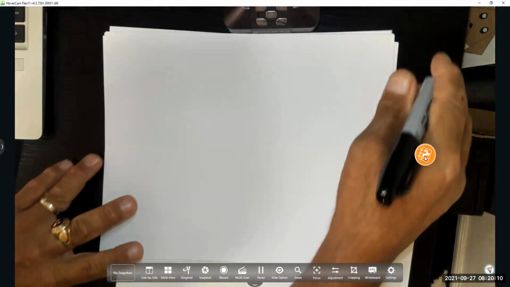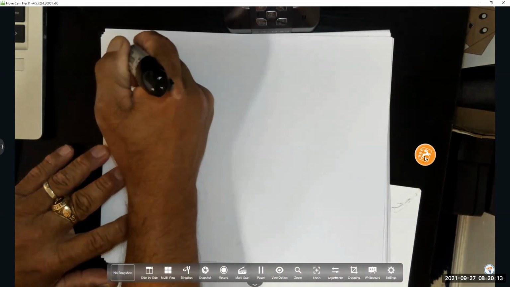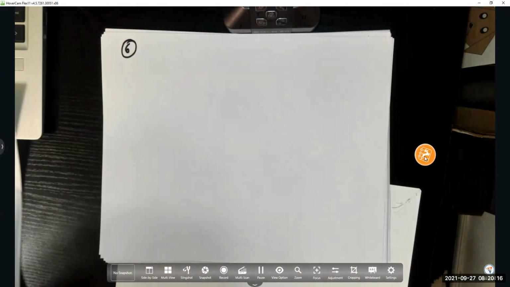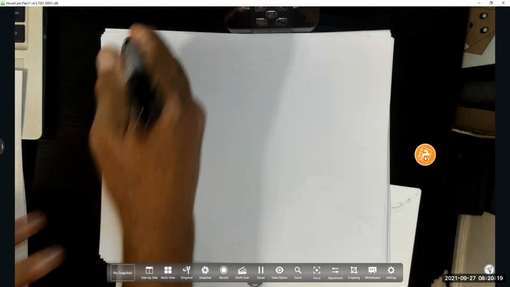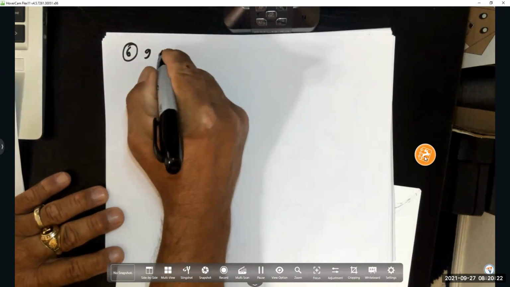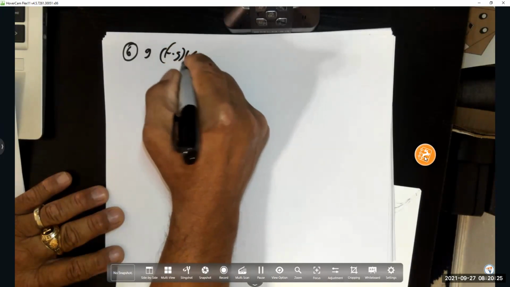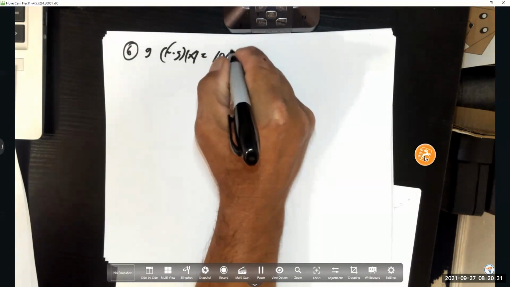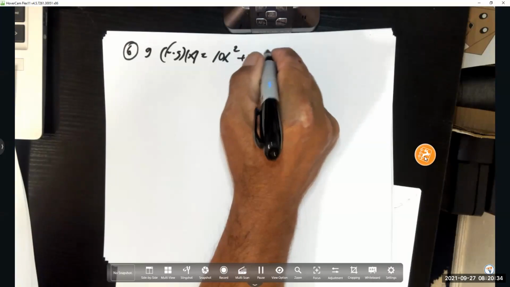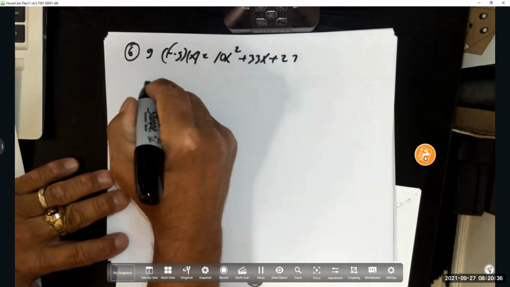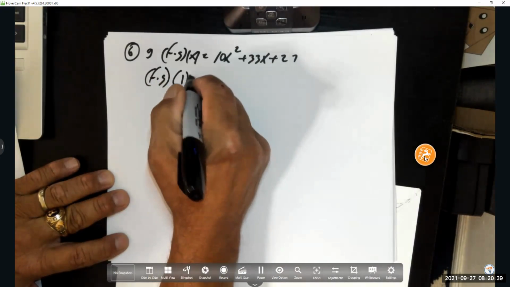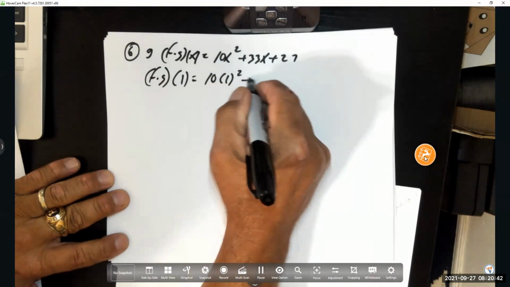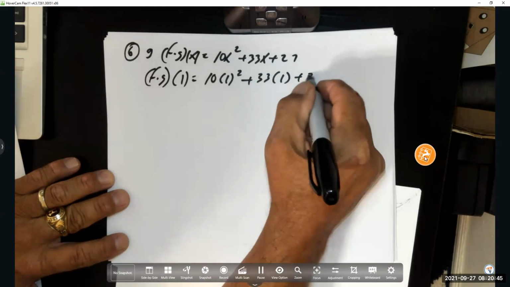Okay, now here we go. So now the other one was f times g of x. So this one's going to be 6, and we did A, B, C, D, E, F, so G is the next one. So this one says f times g of x, and we ended up with this big long thing here: 10x squared plus 33x plus 27. Mine said to put a 1 in there, so I'm going to put a 1 right here. 1 squared, 33 times 1, plus 27.